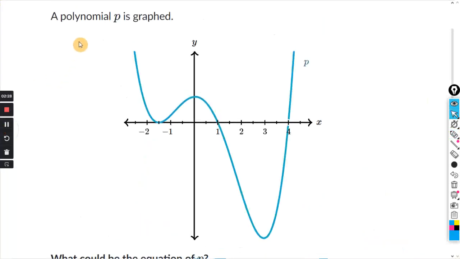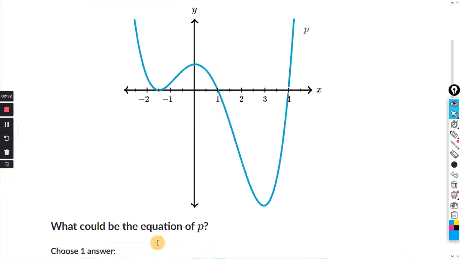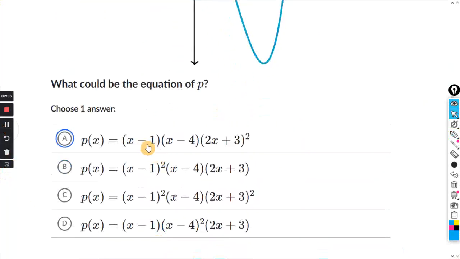It says a polynomial p is graphed, and asks what could be the equation of p. For each answer here, we have a series of binomials multiplied by each other. Some of them have even exponents, like the 2 right here, and some of them have odd exponents. Remember, when there's no exponent, it's automatically to the first power. So this one here has an odd exponent. This one here has an even exponent. We're going to find the correct answer.